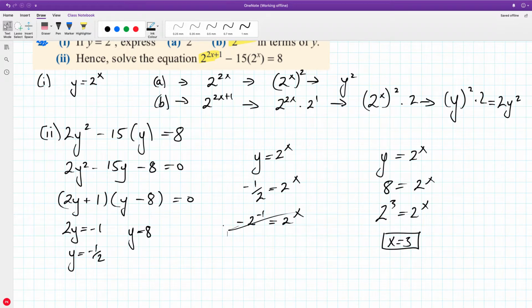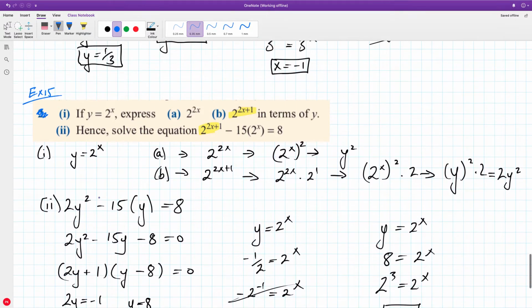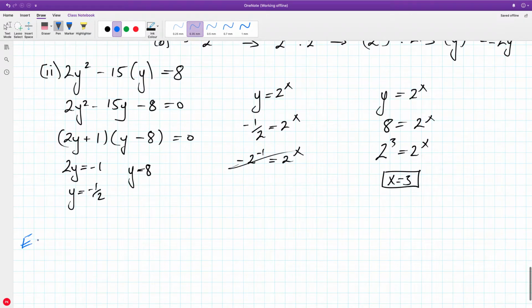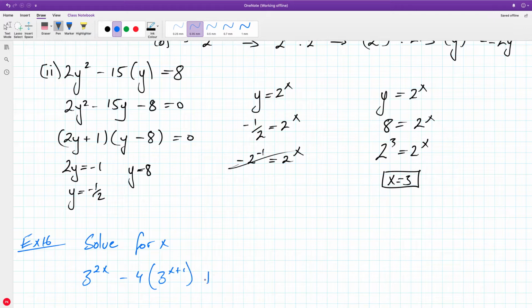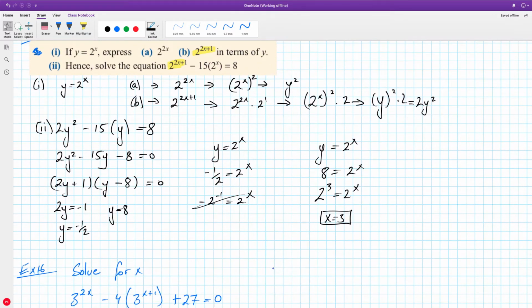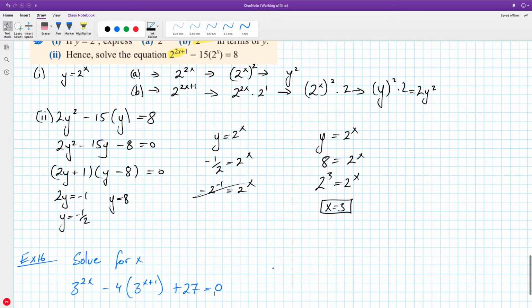That okay? Right, you have to do one this time without the help. So, example 16. Solve for x. 3 to the power of 2x minus 4 times 3 to the power of x plus 1 plus 27 is equal to 0. More than likely, when they give this question to you in the exam papers, most of the time they don't give you the first two steps. So you have to work it out yourself.